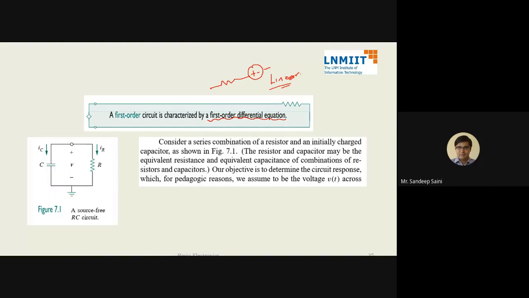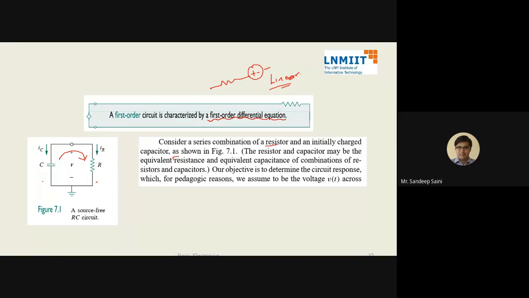Consider this RC combination, a series combination of a resistor and a capacitor. Some current will flow, it will charge, and as you have seen, after some time this voltage will discharge. How it will happen, we have to see. When we write those equations using KVL or KCL, the equations we get are in the form of a first order differential equation.